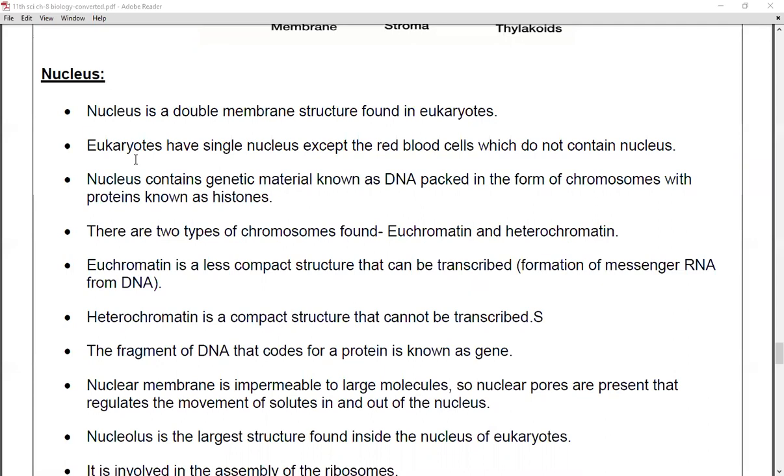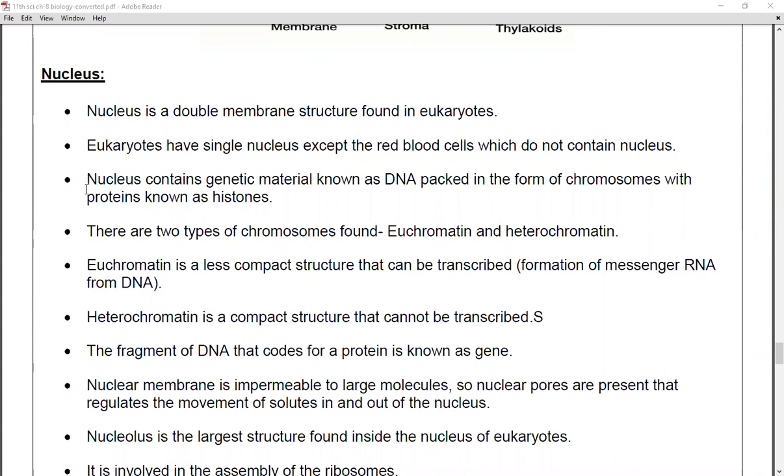So in the eukaryotes there will be presence of the nucleus, and around the nucleus there will be presence of a double membrane, right? Next, eukaryotes have a single nucleus except the red blood cells, which do not contain the nucleus. Let's take an example of our own cell, right? Each and every cell does possess a single nucleus, but there will be no presence of the nucleus in the red blood cells. So red blood cells do not possess the nucleus.